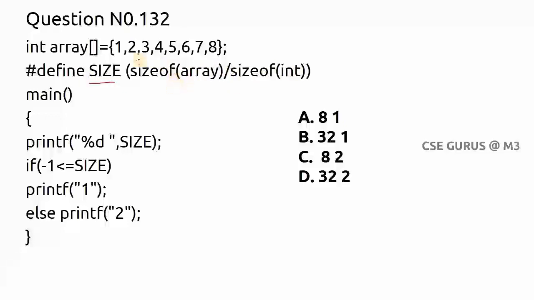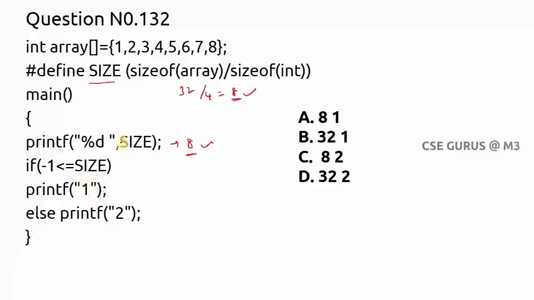What is the size of array? That means totally 8 elements and each element takes 4 bytes, that is totally 32. By size of integer is 4 bytes, so 32 by 4, which is 8. The size value is 8. Now printf percentile size, anyway it prints 8. Now minus 1 is less than or equals to 8. Of course we feel that minus 1 is less than or equals to 8 is true, it prints 1.